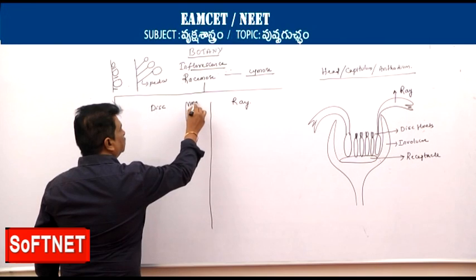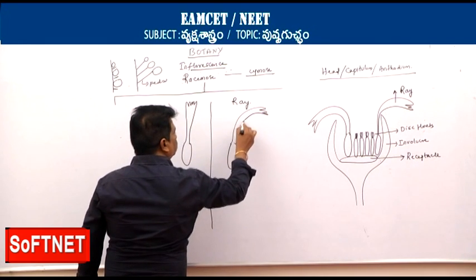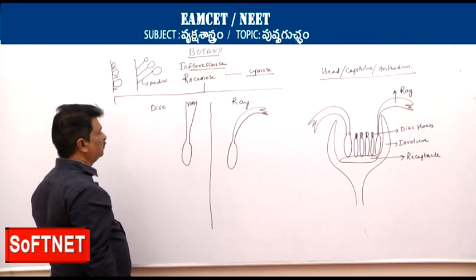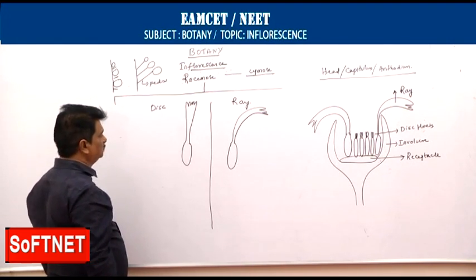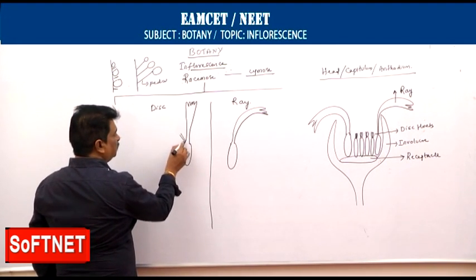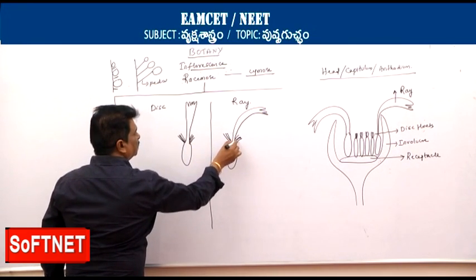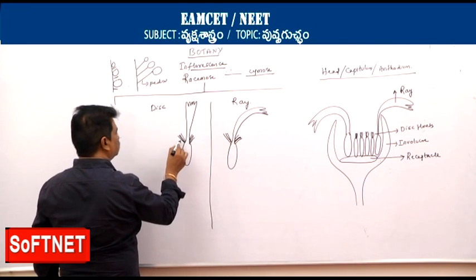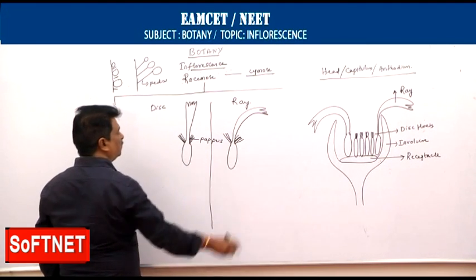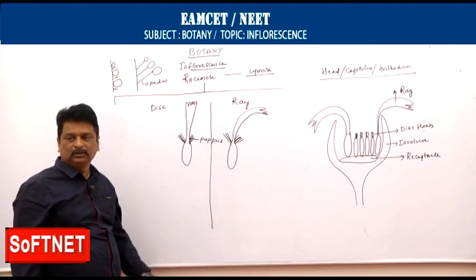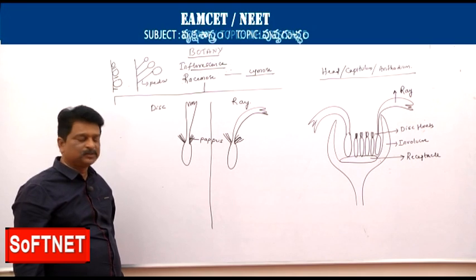If you study these clearly, then it is easy for you. A flower means 4 parts: calyx, corolla, androecium and gynoecium. So in both the florets, either disc or ray florets, the calyx is reduced to hairs called pappus. So it is common for both disc and ray florets. Calyx reduced to hairs called pappus.